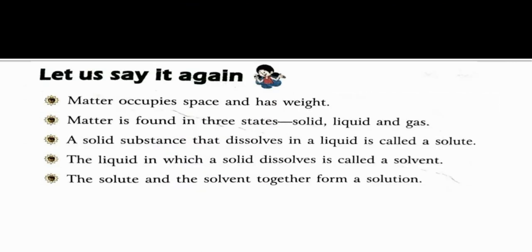Matter occupies space and has weight. Everything around you occupies some space and it has some weight. Matter can be found in three states, that is solid, liquid and gas. A solid substance that dissolves in the liquid is called a solute, and the liquid in which the solid is dissolving is called solvent, and the solute and the solvent together form a solution. For example, sugar is solute and water is solvent, and when mixed together they form a sugar solution.